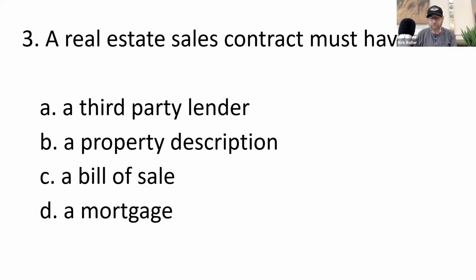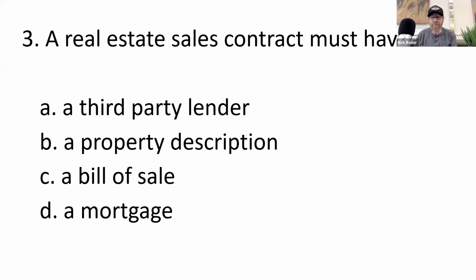No. B, a property description. That sounds pretty good. C, a bill of sale. Bill of sales are for personal property. This is a real estate contract, so throw that one out. But does every real estate sales contract have to have a mortgage? What about people who pay cash?